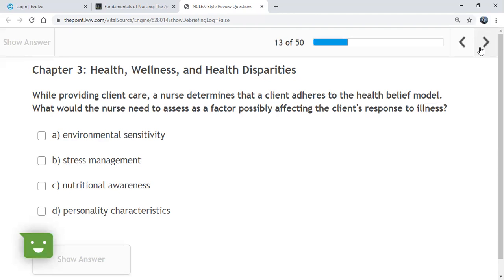So what are you guys saying? Which one? D? D. I said D. B as in boy or D as in dog? D as in dog. D, yeah. Personality characteristics.